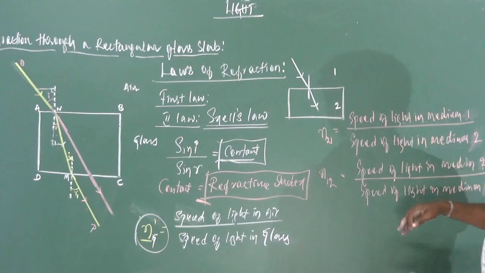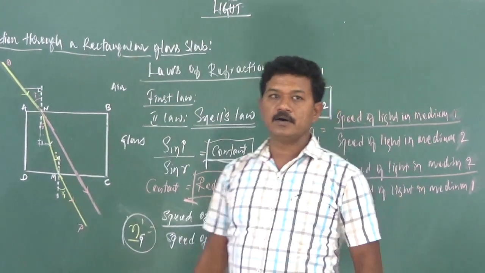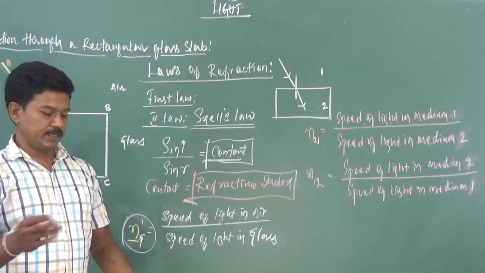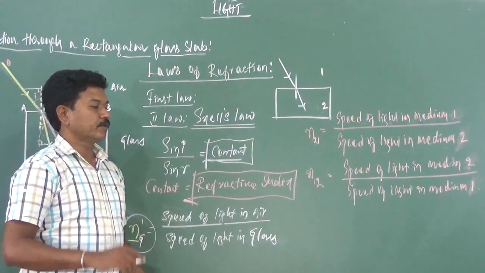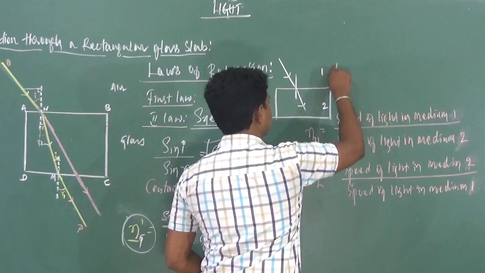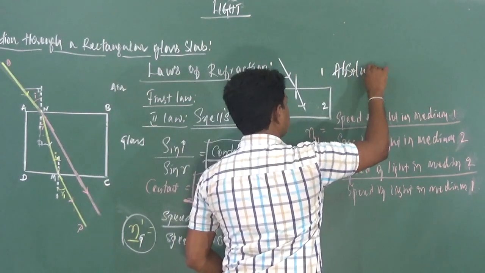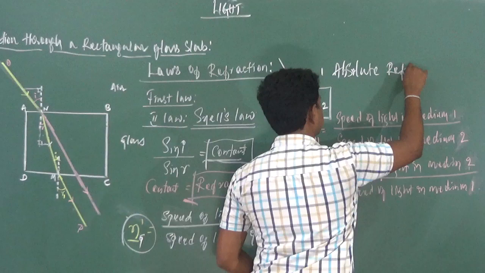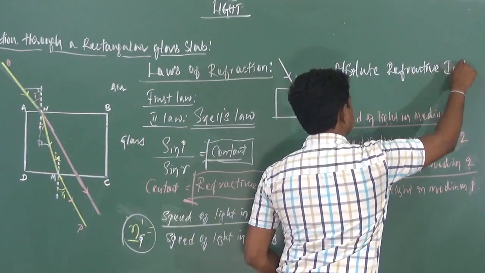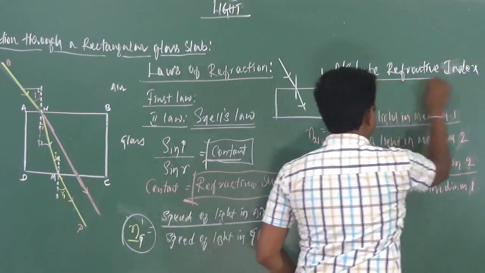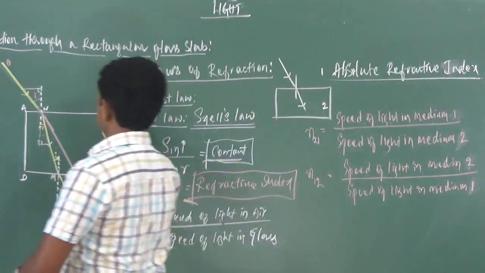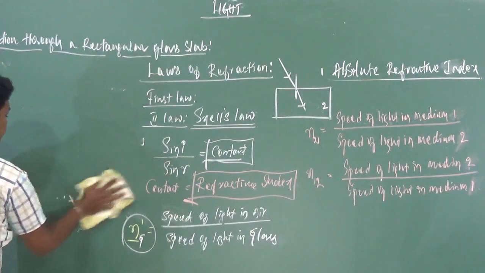So this is what we call relative refractive index, or just refractive index. Relative refractive index or just refractive index, both are the same. So here we go with another concept, that is absolute refractive index. This is very important. Absolute refractive index. So what is this? It is slightly different. It's simple but slightly different.